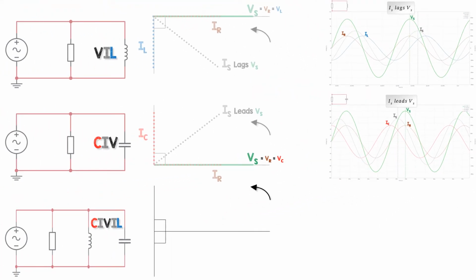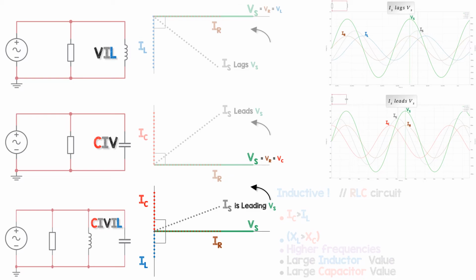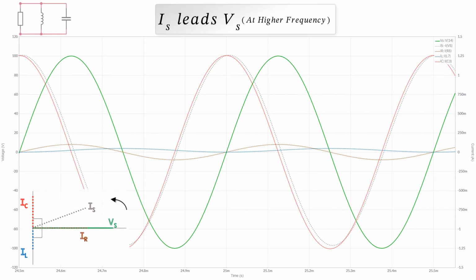Now for our parallel RLC circuit. Be careful when we say inductive, because at higher frequency, or with a large inductor or large capacitor, it's the capacitor current that is dominant at high frequency. So this is the opposite to a series RLC circuit. Let's look at those waveforms.